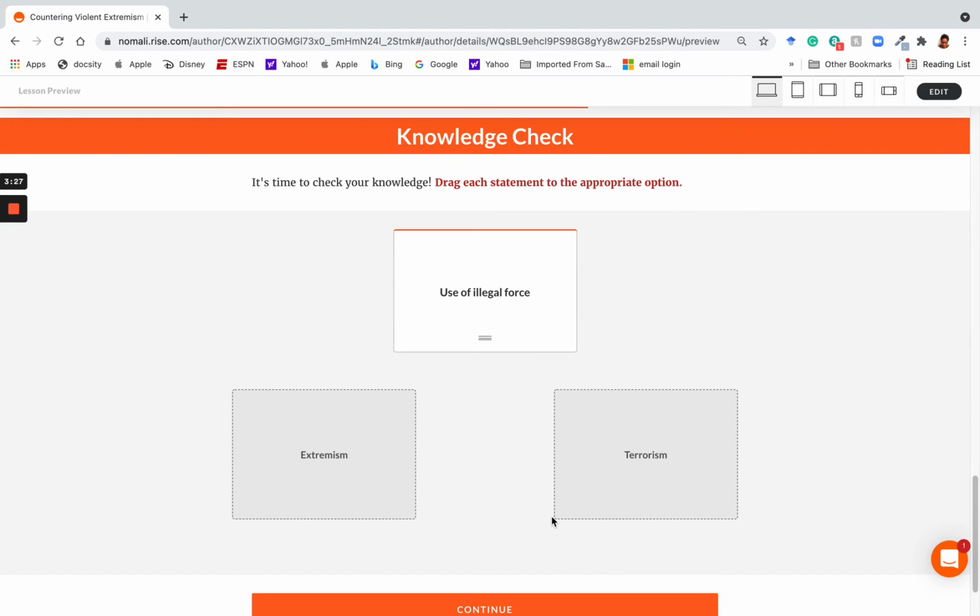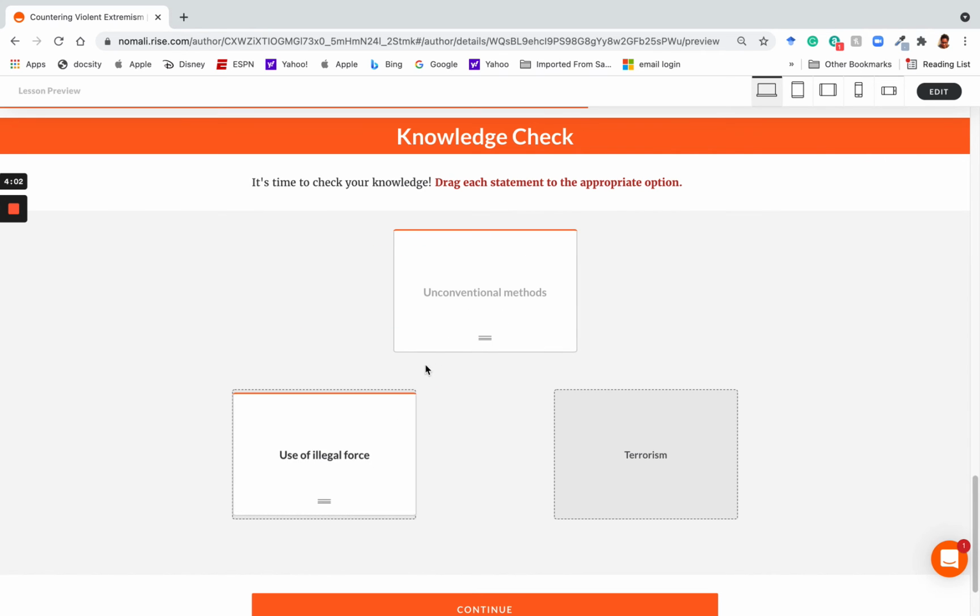So we move now to the next block, which is an opportunity for the students to check their knowledge. I'm having the students complete this knowledge check, which will provide them opportunities to quickly embed and recall their learning, and also help them to identify areas where they haven't understood fully. In this particular example, the students will test their understanding of the differences between terrorism and extremism by dragging each of the statements to the appropriate option.